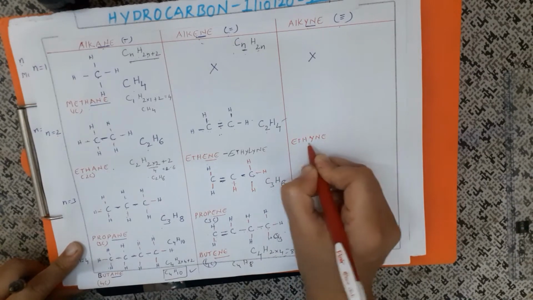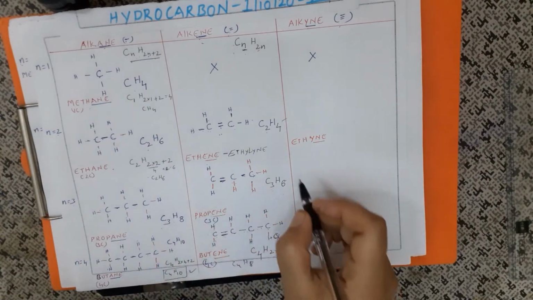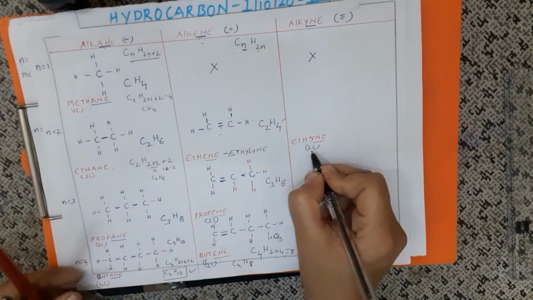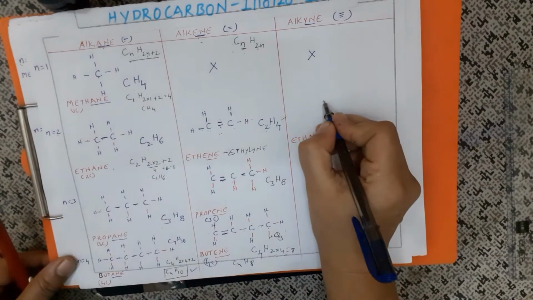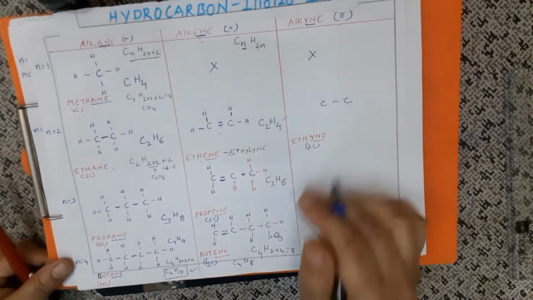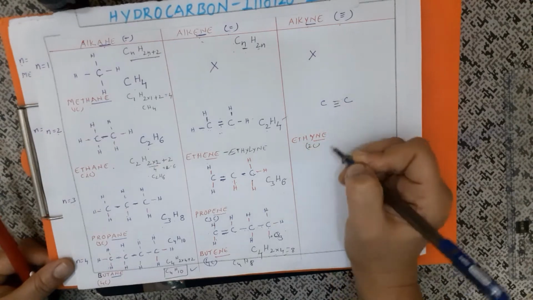So what is my name? Ethyne. Okay, children, now let us construct the structure. Now how many carbons is it? It's a two carbon hydrocarbon. So now let us draw the structure. As I told you, how many carbons? Two carbons. And how many bonds? Three bonds. So already we have drawn one bond. Now let us draw the remaining two more bonds.